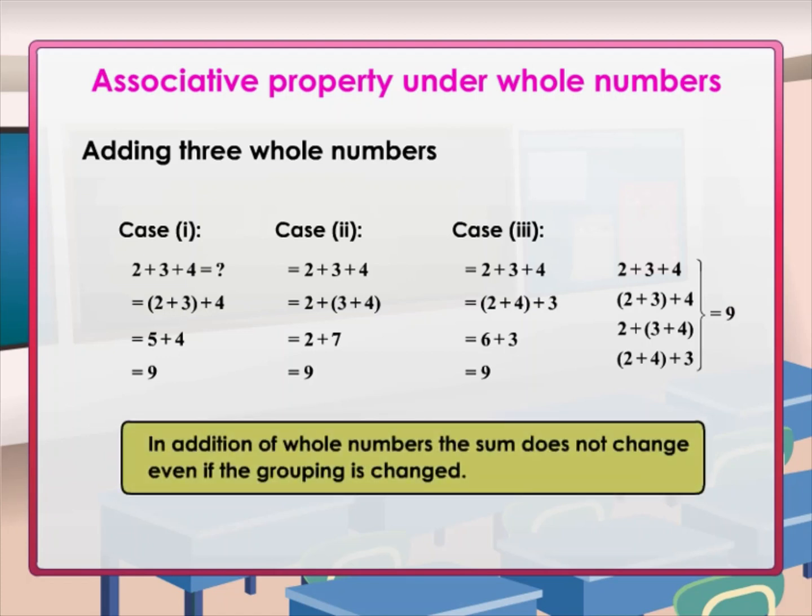So what is the associative property of addition? When we add three or more whole numbers, the sum doesn't change even if the grouping is changed.